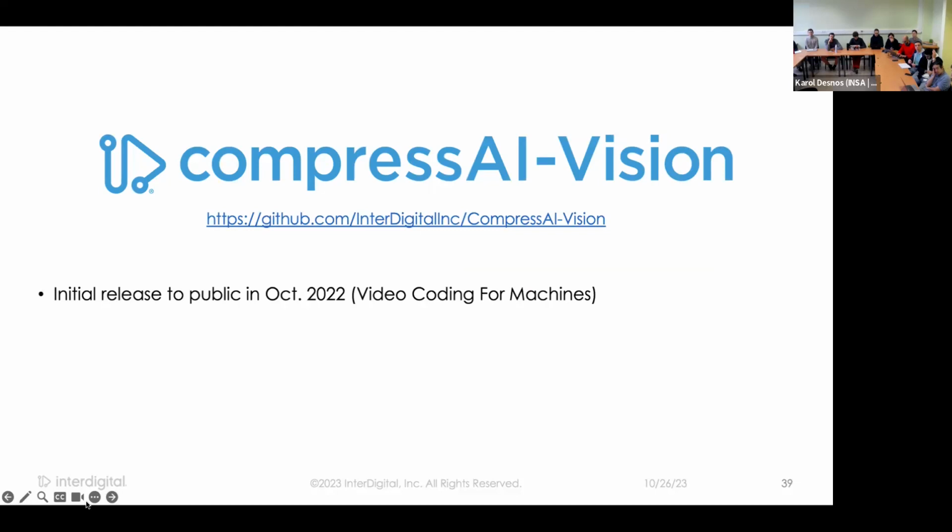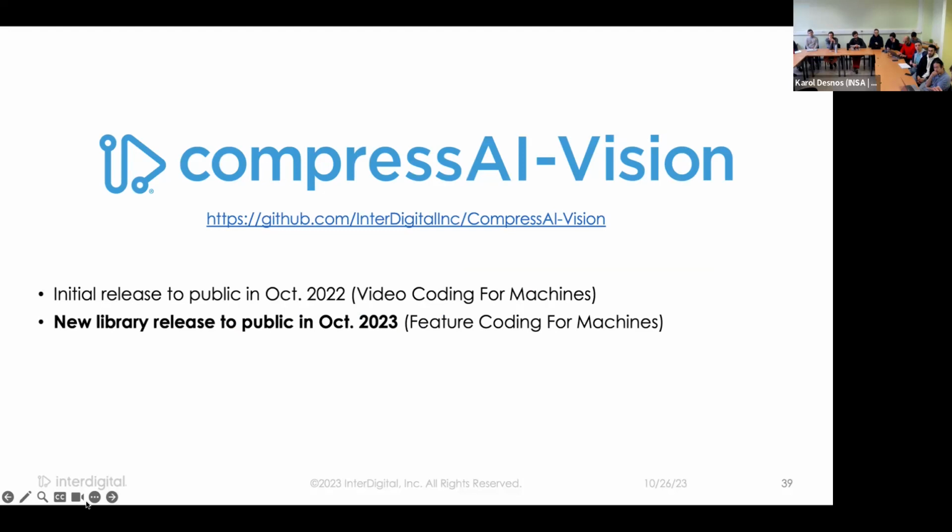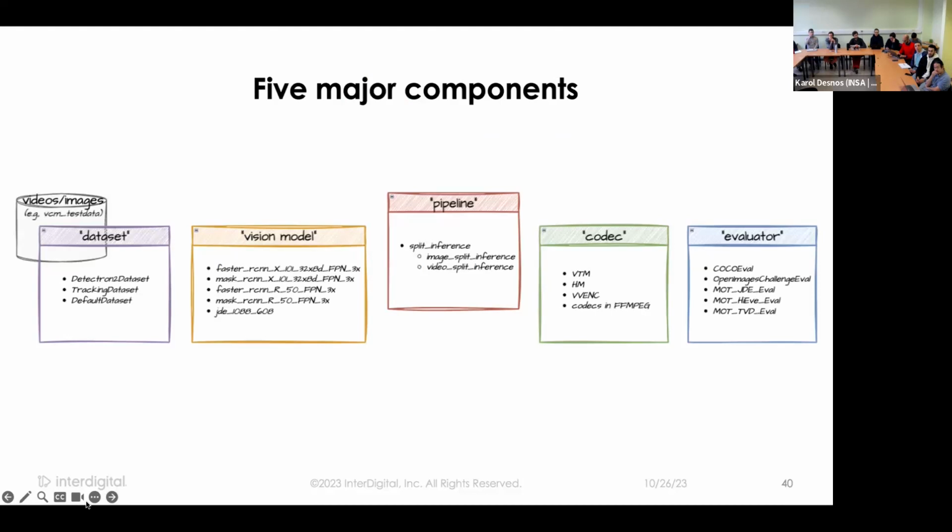If you are interested, we open sourced our platform that has all those pipelines. We started last year with the video coding for machine stuff, and this year, 3 weeks ago, we released the pipelines for feature compression. If you're interested in this library, all the pipelines are supported. For split inferencing, we have different pipelines for images and videos, and we support all the different models that we need to support for MPEG, as well as different codecs if you want to play with different methods. Okay, this is again for the software.